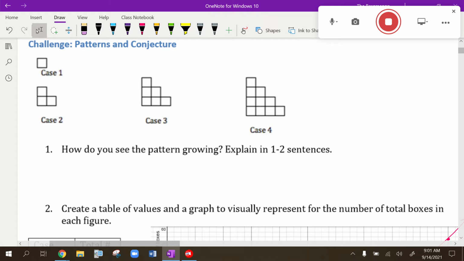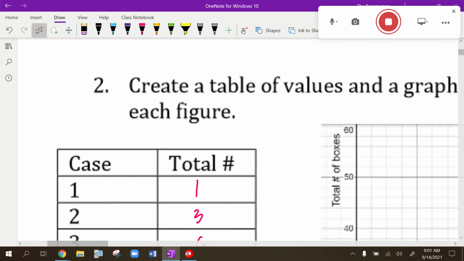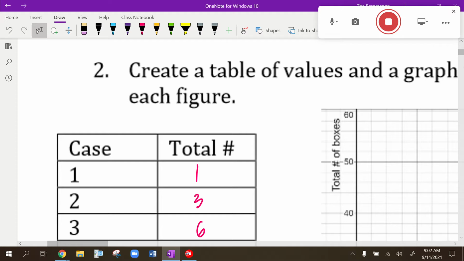Now, I'd like you to create a table of values and a graph to visually represent the total number of boxes in each figure. For example, on the table, in case 1, there's 1 box. Case 2, there are 3 boxes. Case 3, there are 6 boxes, and so on. Fill in the rest of this table on your own.